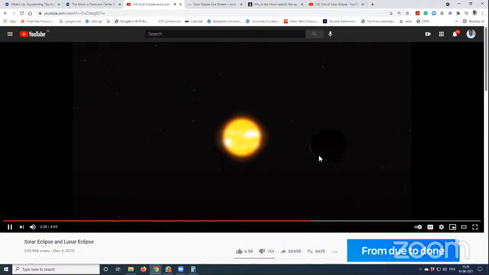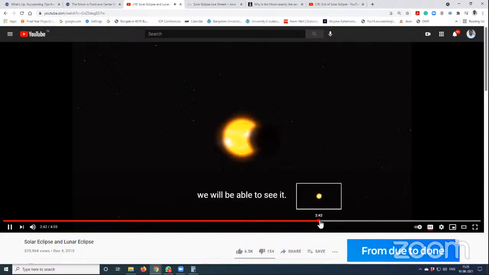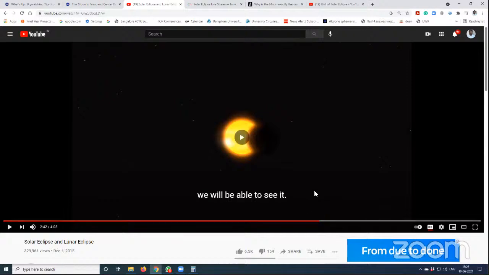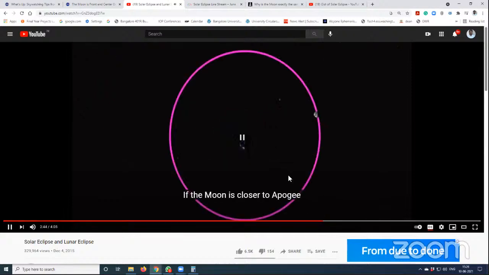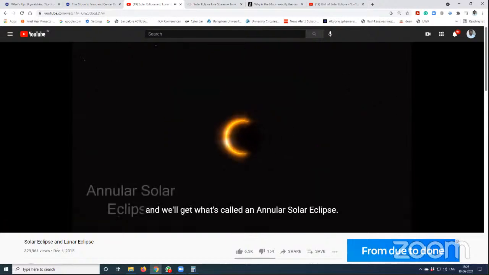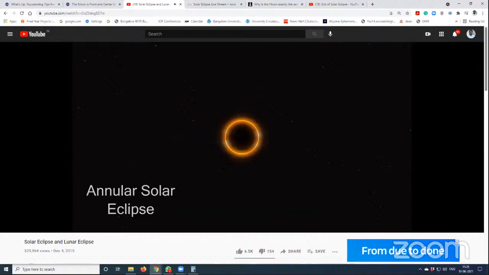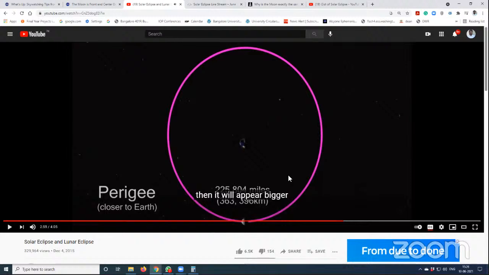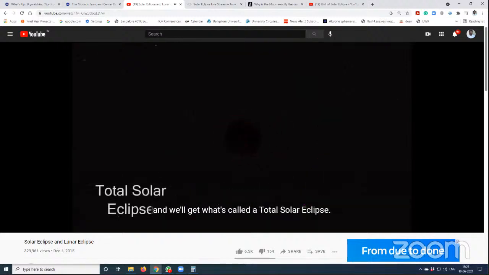When the moon entirely crosses the sun, we will be able to see it. If the moon is closer to apogee, then it will appear smaller and we'll get what's called an annular solar eclipse. See that. This is the annular. If the moon is closer to perigee, then it will appear bigger and we'll get what's called a total solar eclipse.